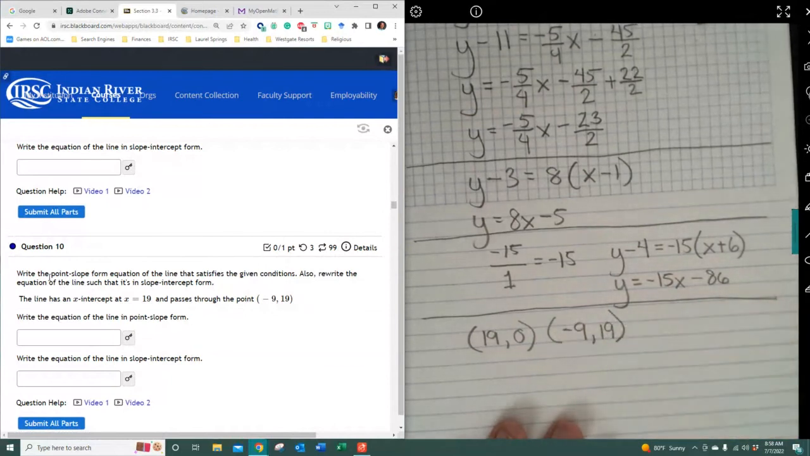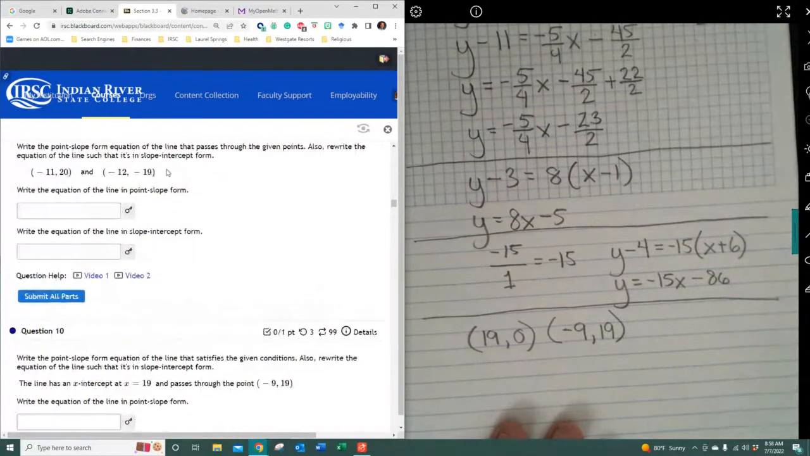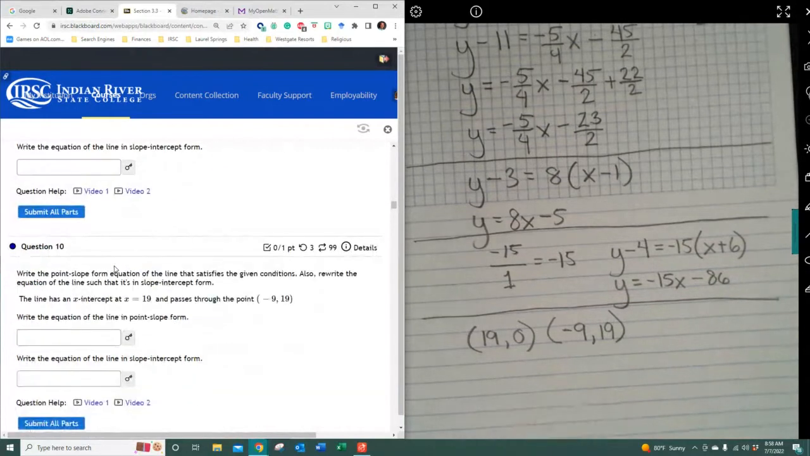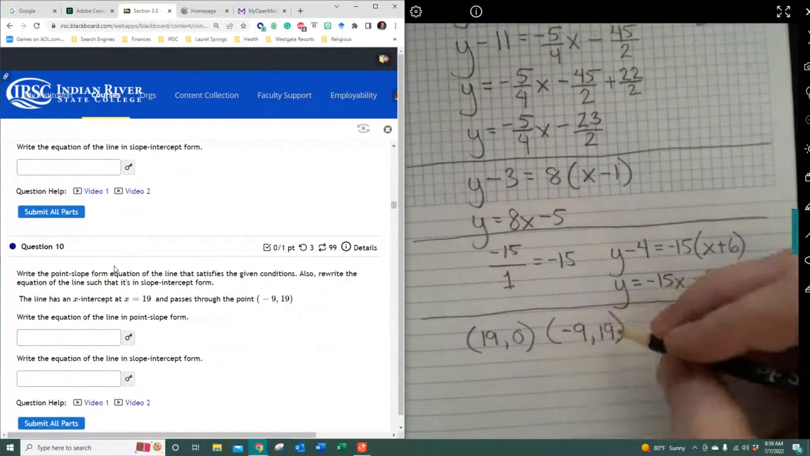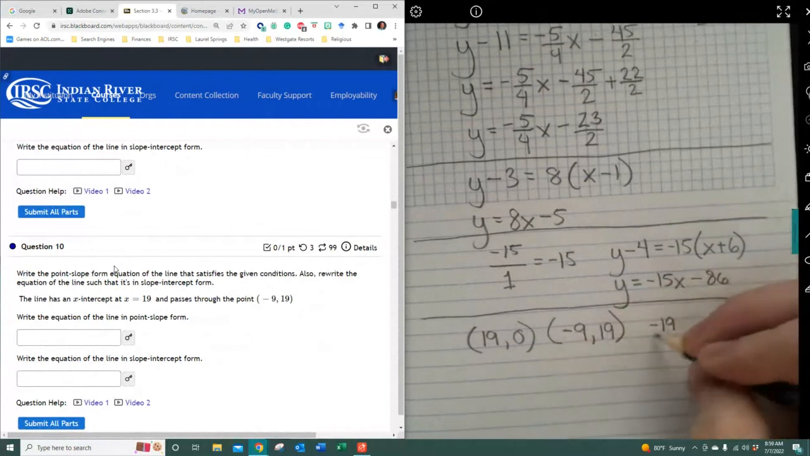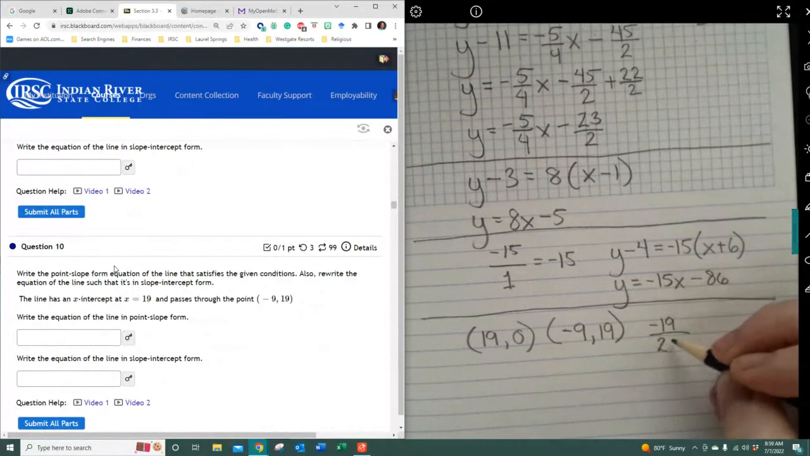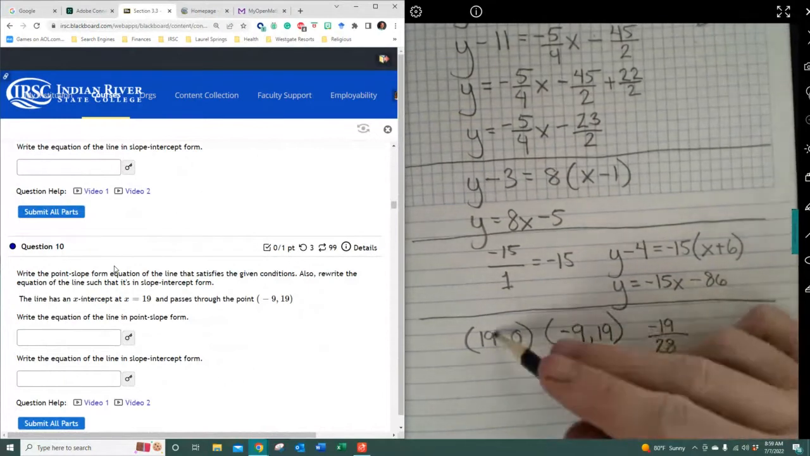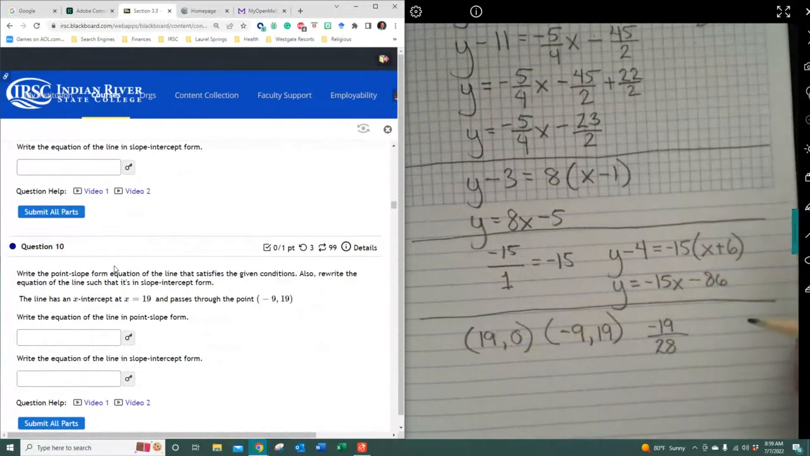And you go back to what we've done here. Now that I've done that, I'll go ahead and do negative 19 and then divide it by 28. That becomes positive. That stays positive. You add them together. All right. Now you have that.